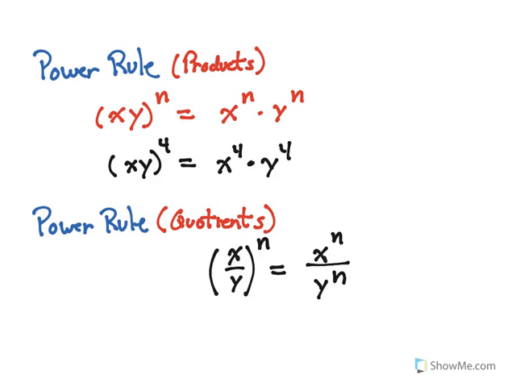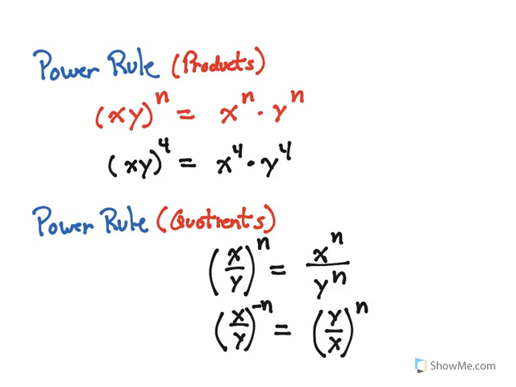And then of course, let's say you had x over y raised to the negative nth power, then what you can do is you can do the reciprocal and then make the exponent positive.